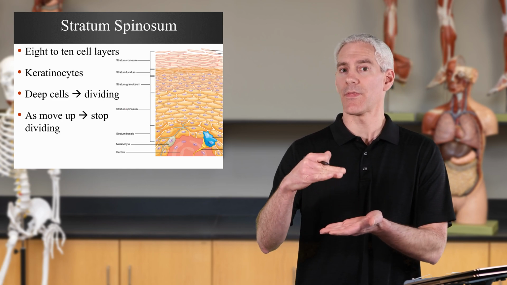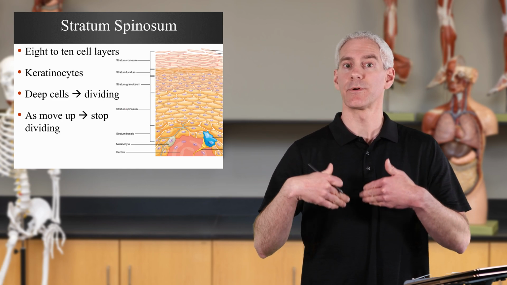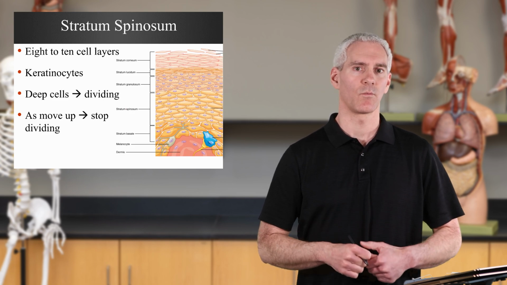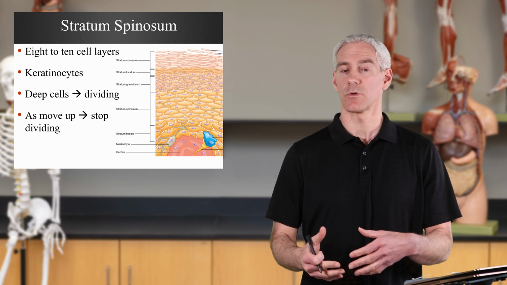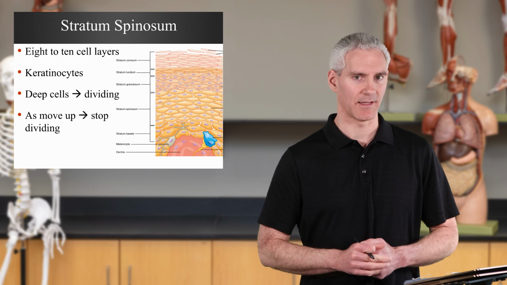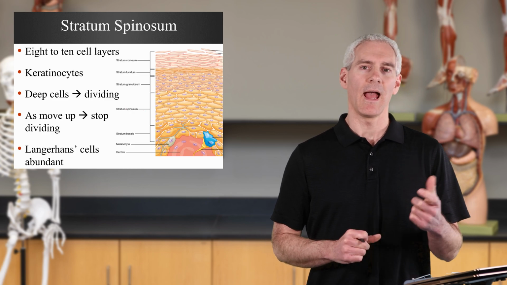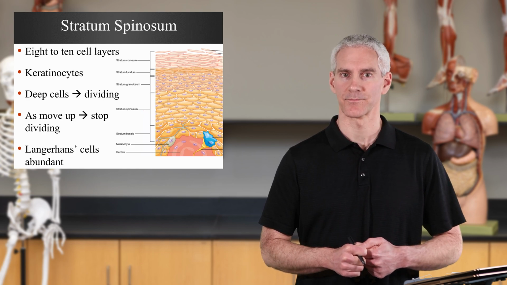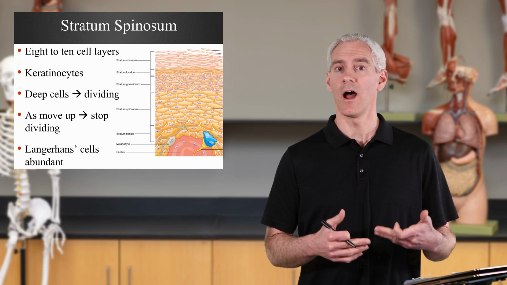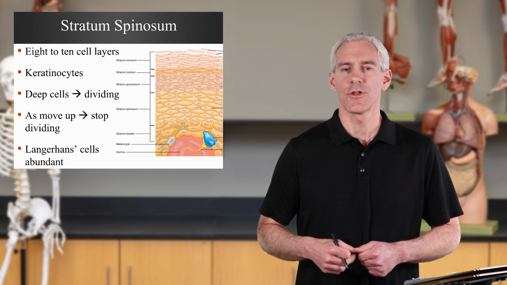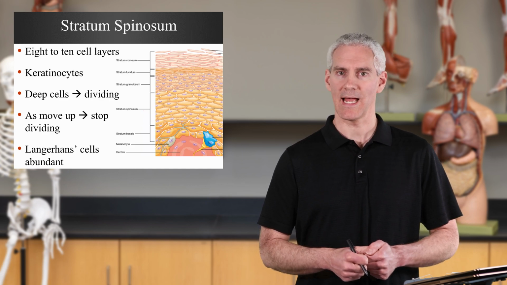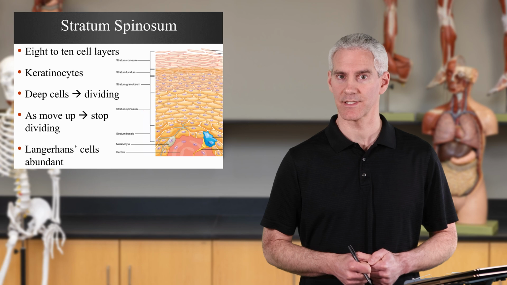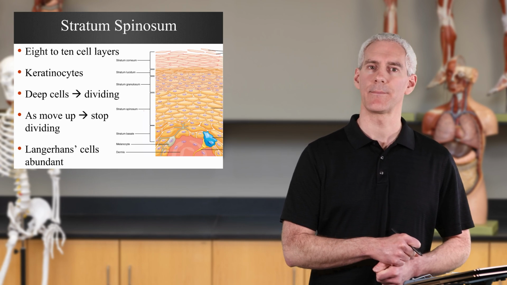But as they move up through those layers, going more superficially, the mitosis will be complete. So the cells will be fully mature and normal functionality. And you'll have plenty of those Langerhans cells found throughout this layer. Remember, Langerhans cells are going to be phagocytotic. They're meant to destroy any foreign pathogens that happen to get into this layer of your skin. So that's the stratum spinosum.